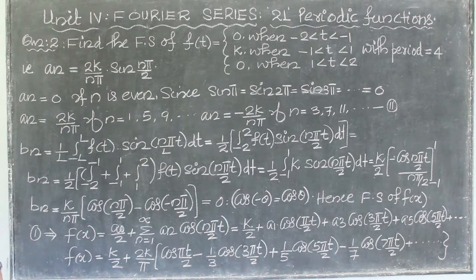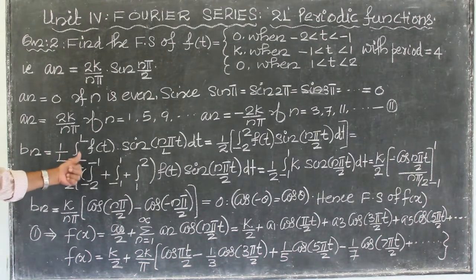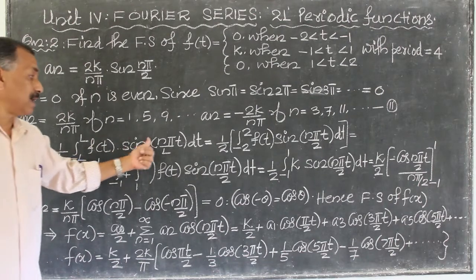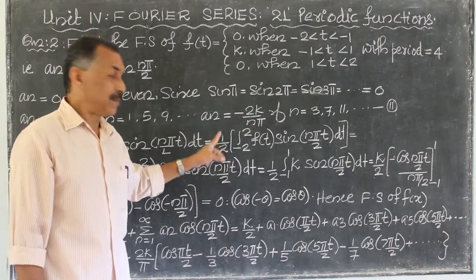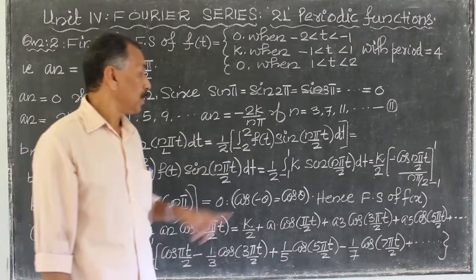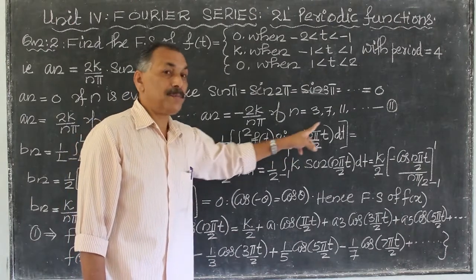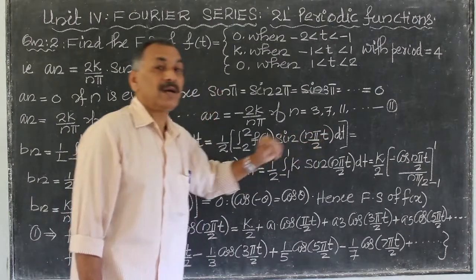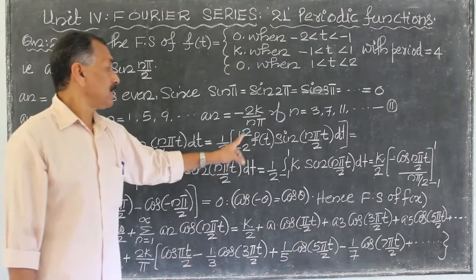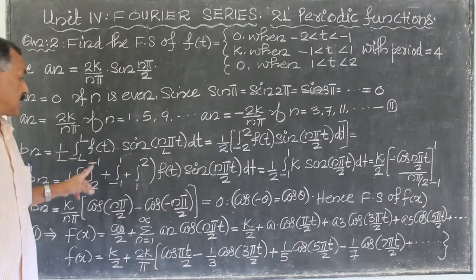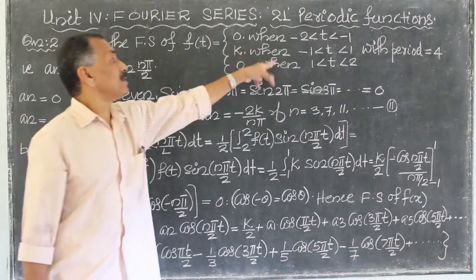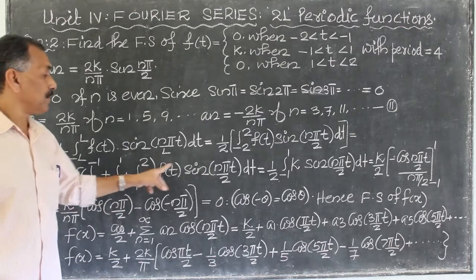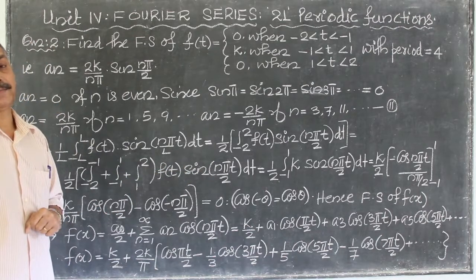In the next step, what is bn? In the Fourier series expansion, bn is equal to 1 by l into the integral from -l to l of f of t into sin n pi by l t dt. Here that is 1 by 2 into the integral from -2 to 2 of f of t into sin n pi by 2 t dt. The value of l is 2. So -2 to 2 splits into -2 to -1, where the interval value is 0. Next, in -1 to 1, f of t is equal to k, and in 1 to 2, f of t is 0.